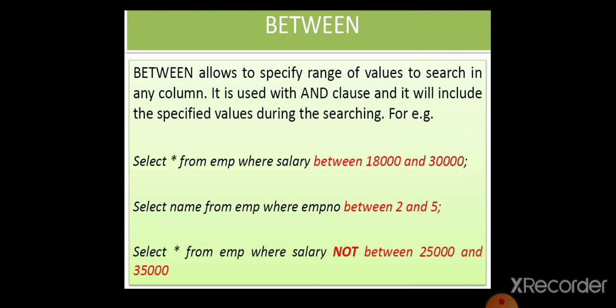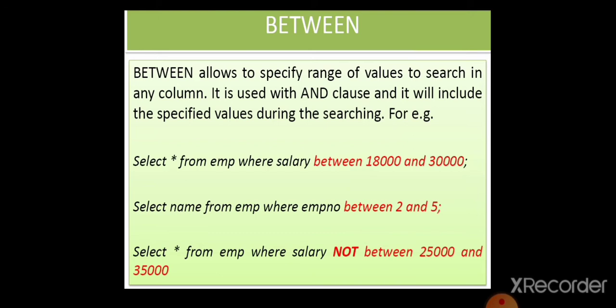Look at the next example. Select name from EMP where EMP NO between 2 and 5. So we will get the employees from 2 to 5, that is, employee numbers 2, 3, 4, 5. We will get 4 records.